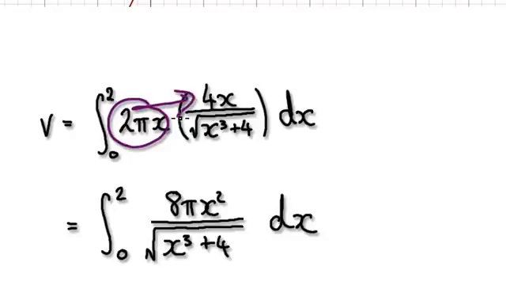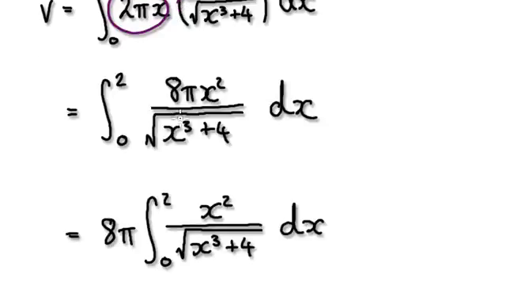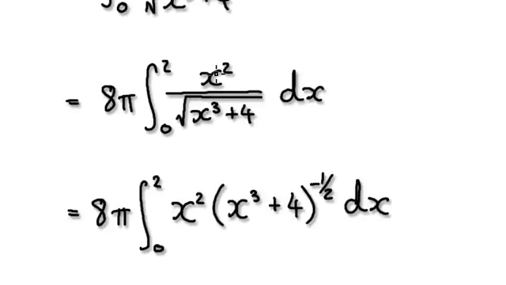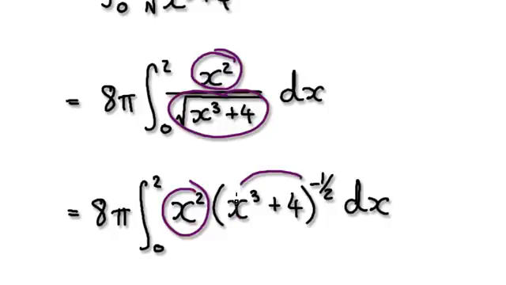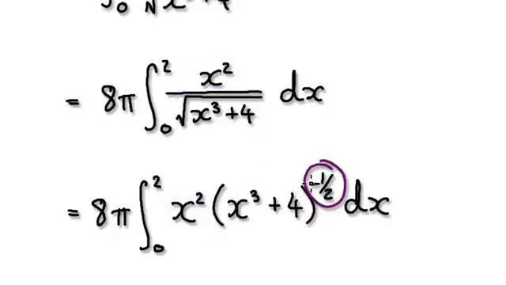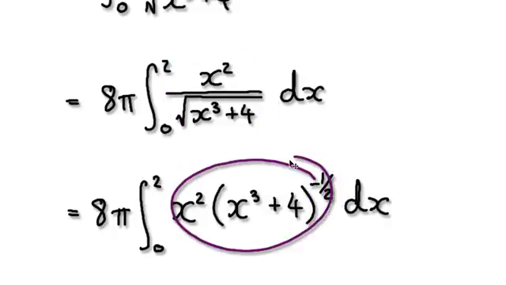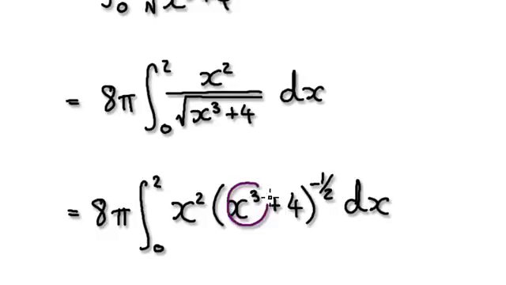Rewrite it like this. This gets multiplied to the top. 8 pi is a constant, take it out, and then integrate this bit here. But visualize this as this thing multiplying this thing, which is to the power of minus a half. Visualize this whole thing as this. Now to integrate this, just notice that when you differentiate this, it gives you what's on the outside here. Just bear that in mind.